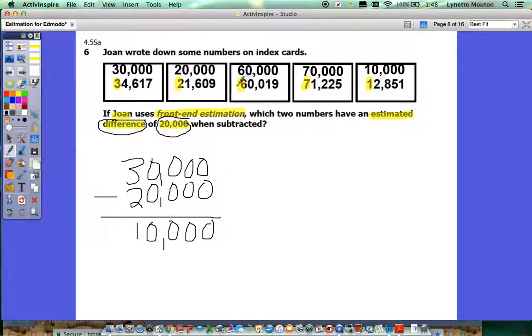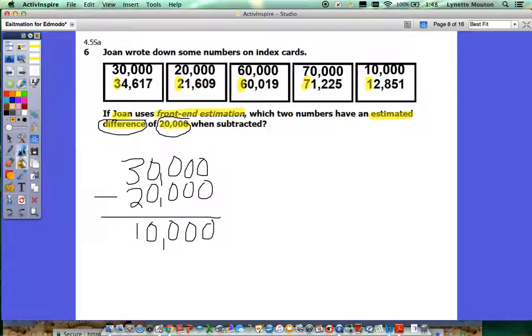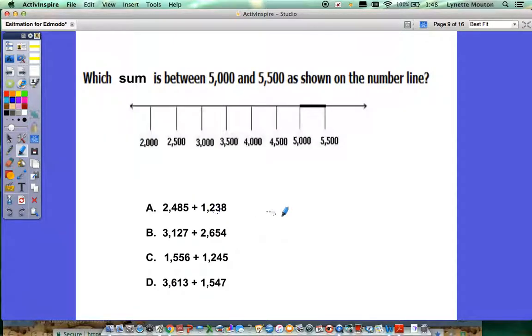60,000 minus 20,000 is 40, so that doesn't work. 70,000 minus 60 is 10,000, so that doesn't work. And then we found that 30,000 minus 10,000 equals 20,000. So those were our two answers. And it would probably end up being a TEI type question. I don't know if it's going to let me do it. Oh, it didn't. Figures. But a TEI type question where we would end up clicking on it and it would just end up shading in this as our answer, or highlighting it as our answer. Okay, so that's front-end estimation.